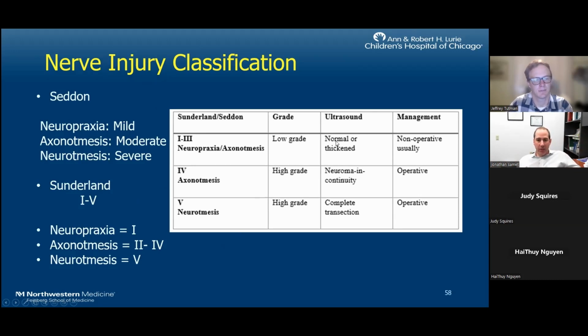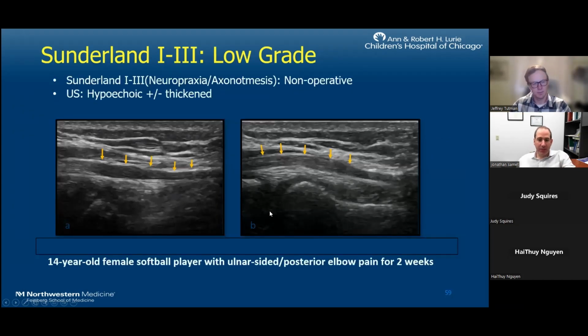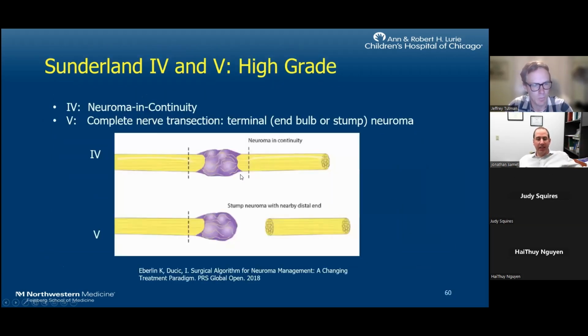So low grade, you're going to see a normal or thickened nerve, right? These two high grade things that I want you to remember are neuroma in continuity and complete transection. So let's show what that looks like. In this patient who just has ulnar-sided pain, the nerve is a little bit thickened, but it's still continuous, right? This was a low-grade injury.